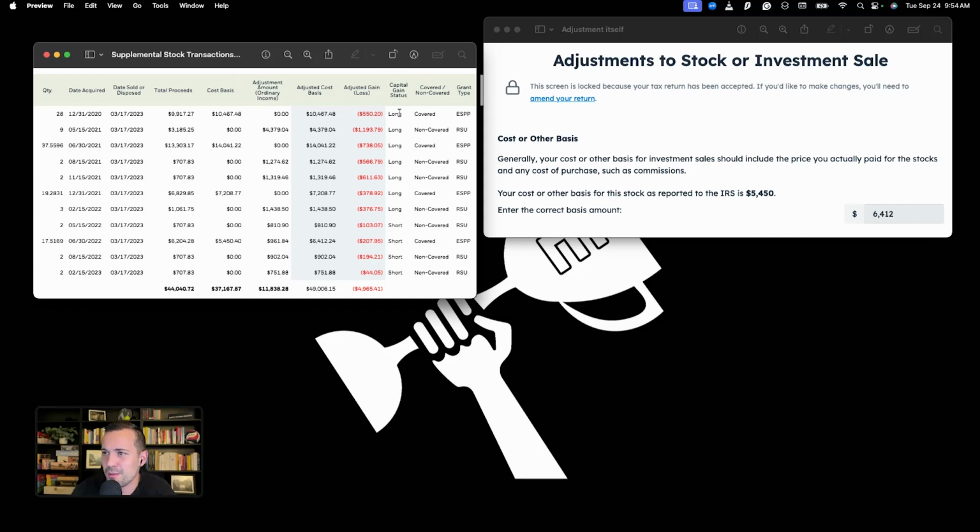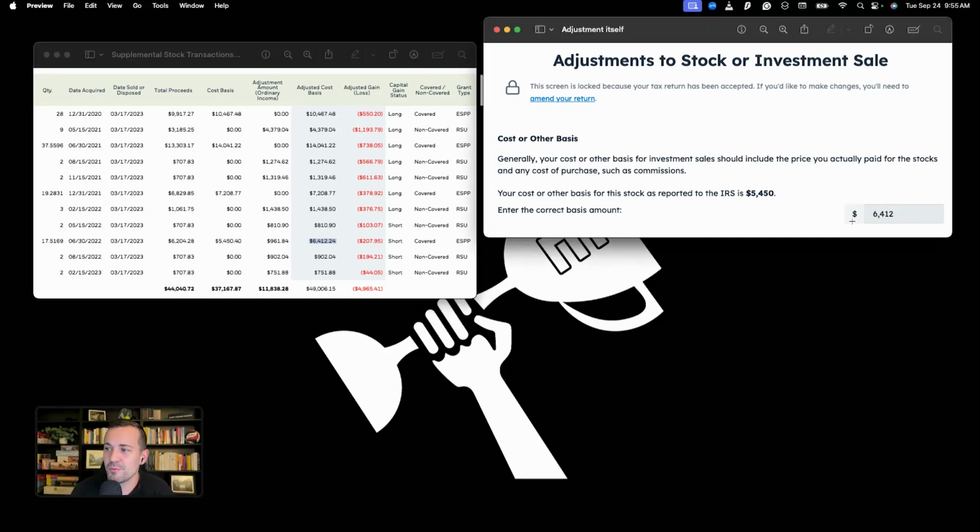So here's capital gain status. We have short-term on these 4. And then this was a covered one, meaning that the basis was reported. So you can see $5,450 was reported to the IRS. But the actual cost basis, according to the stock transaction supplement, should be this. And then that is what it gets adjusted to.